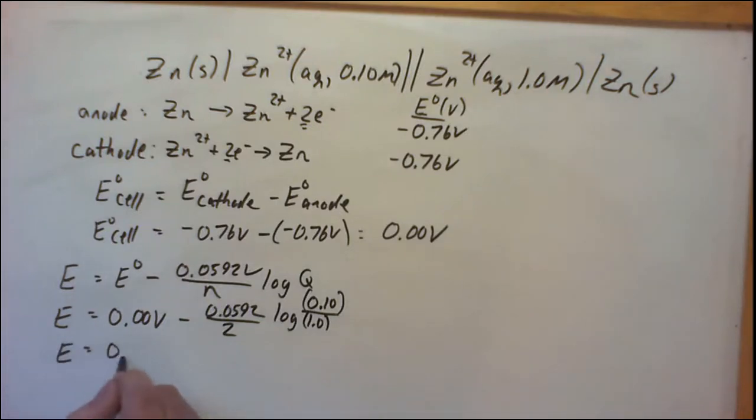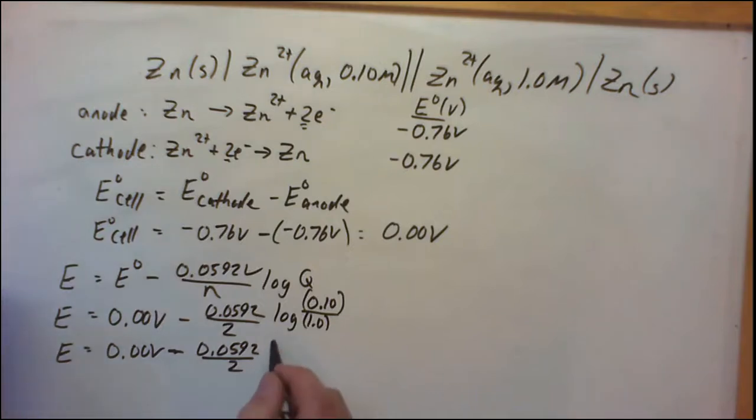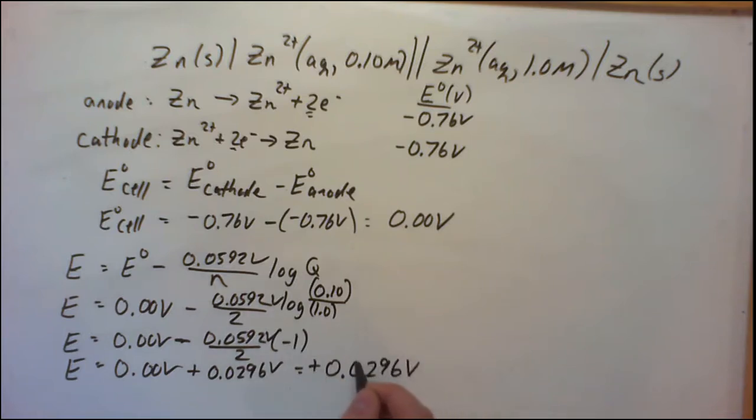Then simplifying, we get 0.0592 divided by 2, times the log of 0.1, which is negative 1. So then E is equal to 0.00 volts minus 0.0296 times negative 1, to give us a positive 0.0296. So 0 plus 0.0296 volts gives us a predicted cell potential of positive 0.0296 volts.